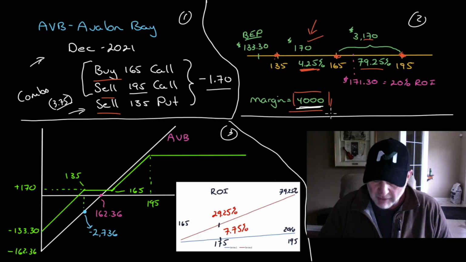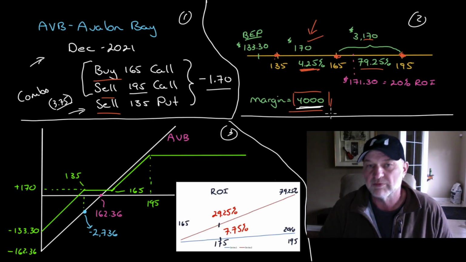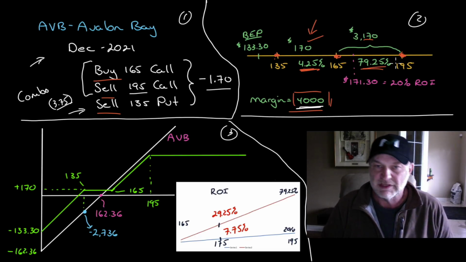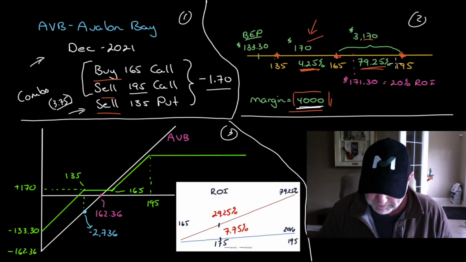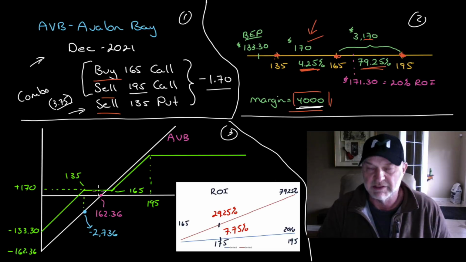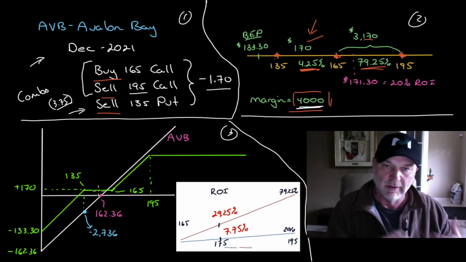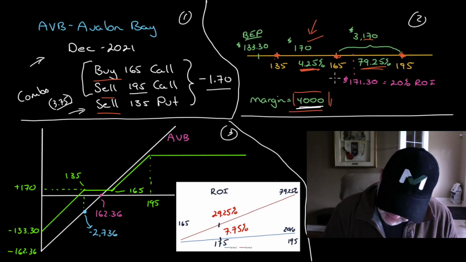By the way, if I bought the stock at 162.36, if I bought it and I sold it at 195, that would be about a 20% return. By using the combo, I got an almost 80% return, 4 times better on the return. Now we're going to look at the payoff chart down here to see that I will do better on the way up and I will do better on the way down. That's convexity.